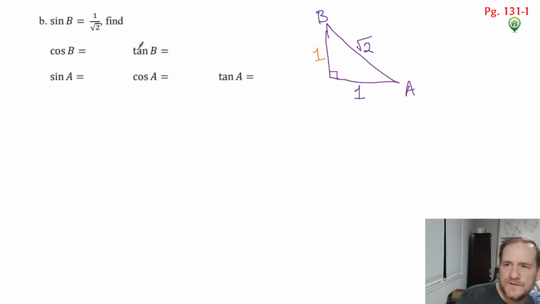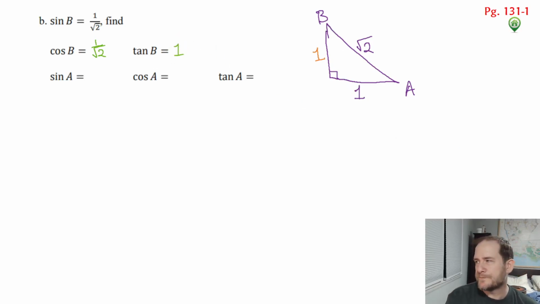So that makes doing these trig ratios pretty easy. The cosine of B is also going to be 1/√2. It's actually the same as sine in this problem. And the tangent of B would be 1/1, and 1 divided by 1 is just plain old 1. So give your answer as plain old 1.